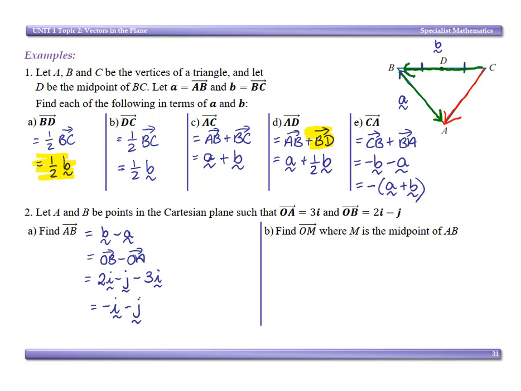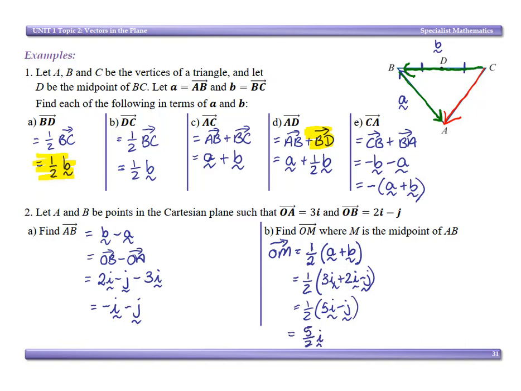Find OM, where M is the midpoint of AB. So we worked out previously, if we just wanted to use the formula, that OM is going to be a half of A plus B, which is a half of 3i plus 2i minus j, which is a half of 3i plus 2i is 5i minus j, which is 5 over 2 i minus a half j.